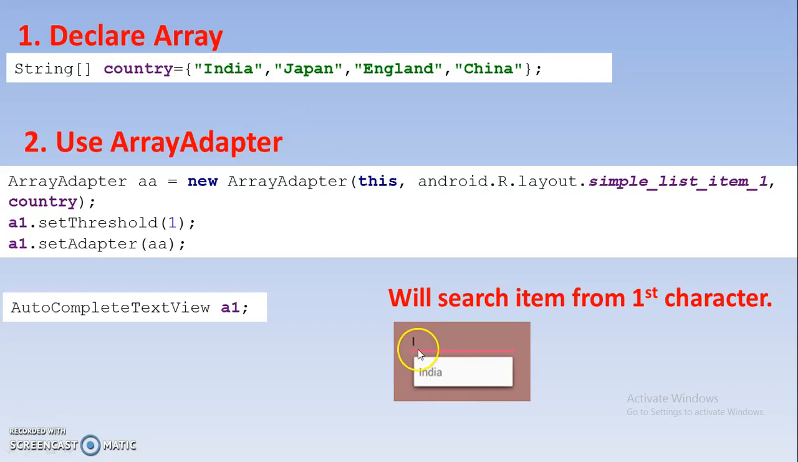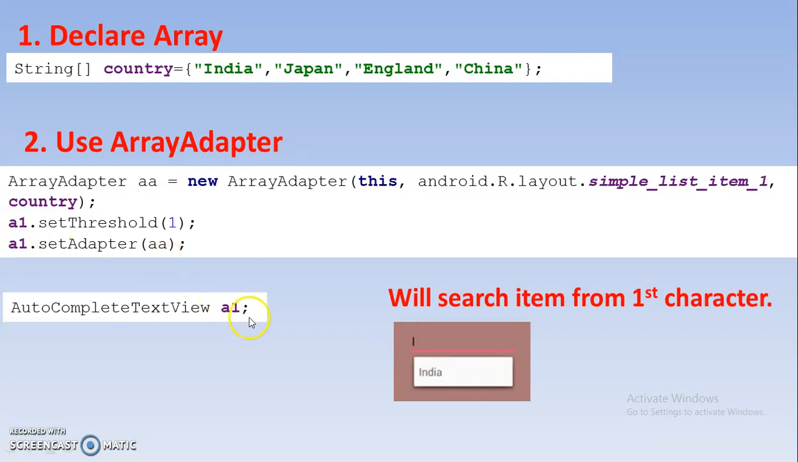Understood? If you don't use this statement, then after typing two characters, it will show suggested items. And if you write 3 here, it will show the particular country name after typing 3 characters. So it's better if you use the value 1. Otherwise, if you don't use it, it will search after typing 2 characters.